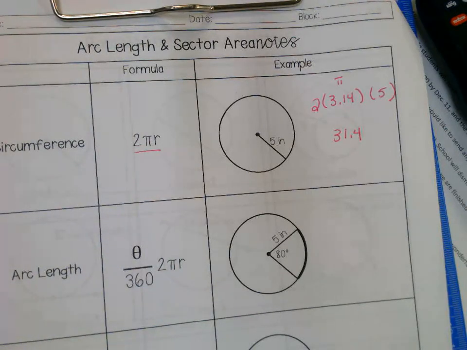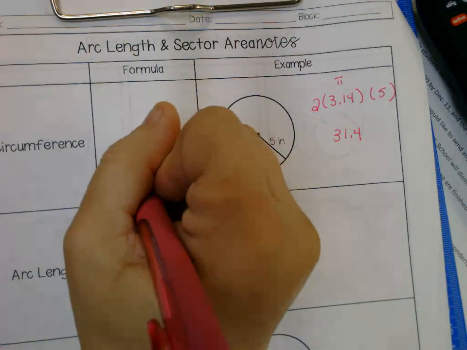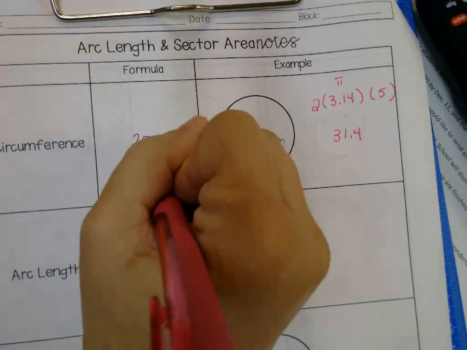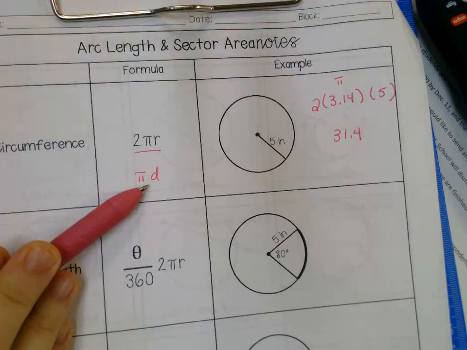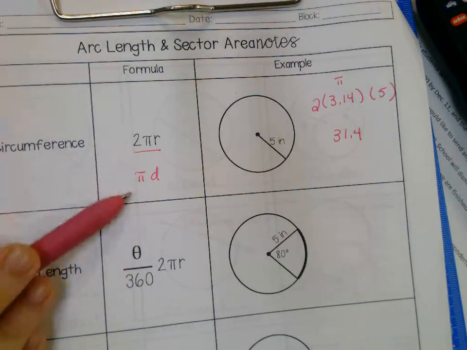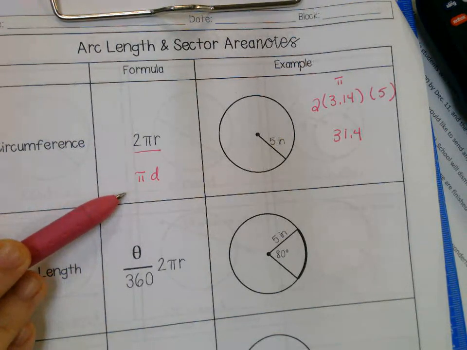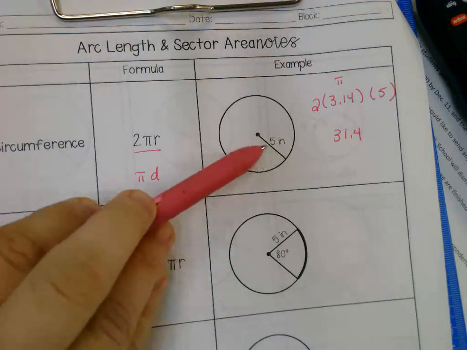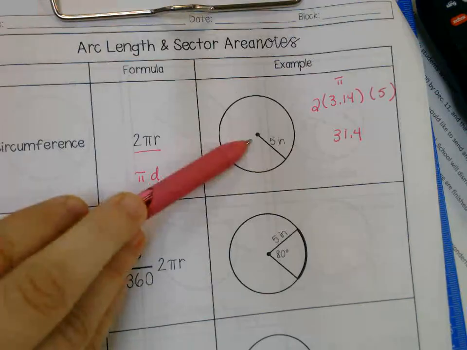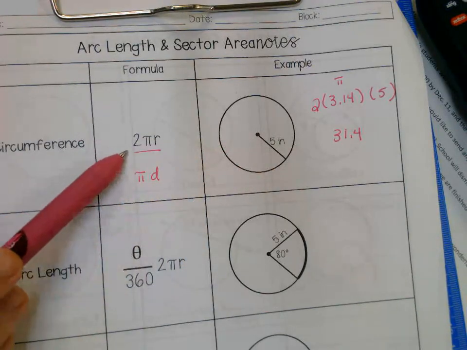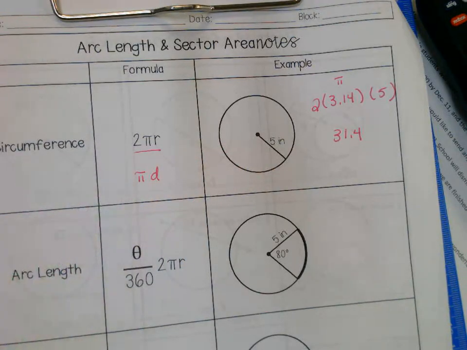Now, sometimes if they give you the diameter, some people use the formula pi times the diameter. It's really the same thing. 2 times the radius is the same thing as your diameter. So you'll see this formula 2 different ways. You can use either one of them. Since they gave me the radius in this one, they're using this formula, but this formula will work as well if they give you the diameter.